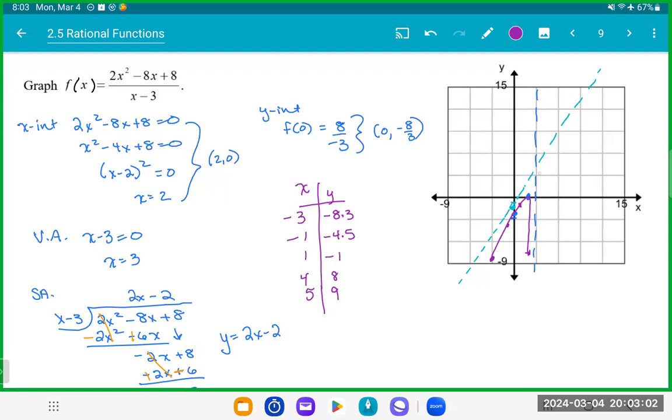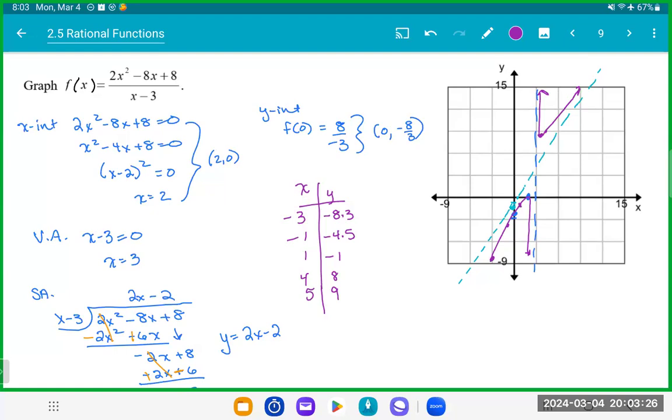I'm up at 8, so that's 3, 6, here's 9, so 8 would be somewhere around right here. And 5 would be up at 9, so it's somewhere about right here. And so this one is going to look something like this. And it doesn't have to be exact when you're graphing these.